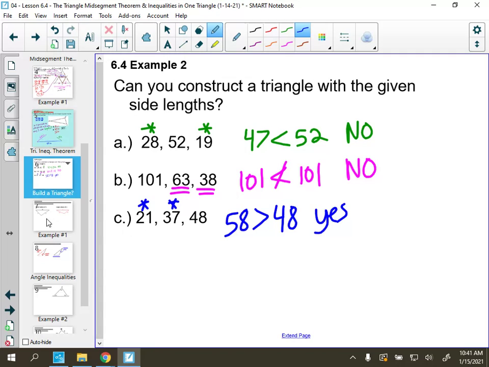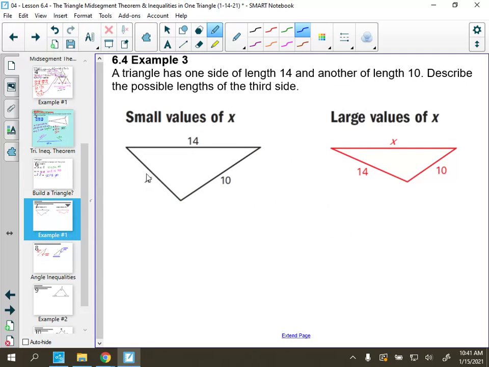There's another one here, a different type. Again, I'll give you a chance. Obviously, you can pause and set up some of the examples. It's given us two of the three sides. A triangle has one side length of 14 and another of 10. So it's telling you that's unchanging. 14 and 10 has to be there. And what it's asking us to do is describe the possible lengths for the third side.